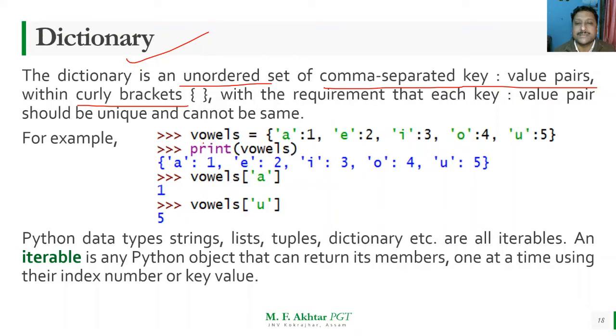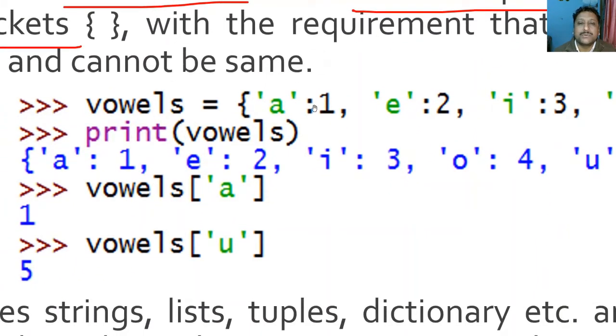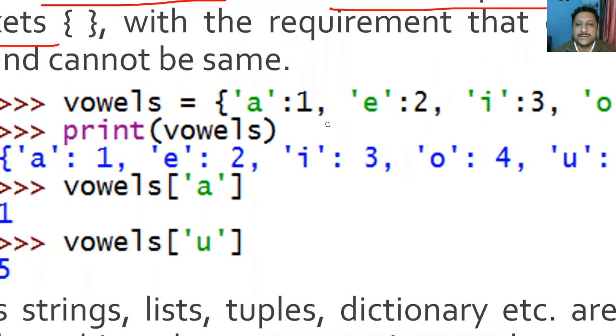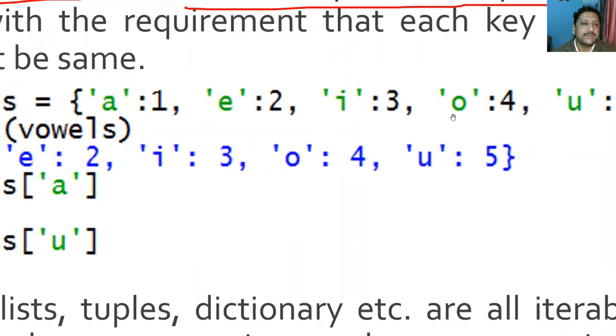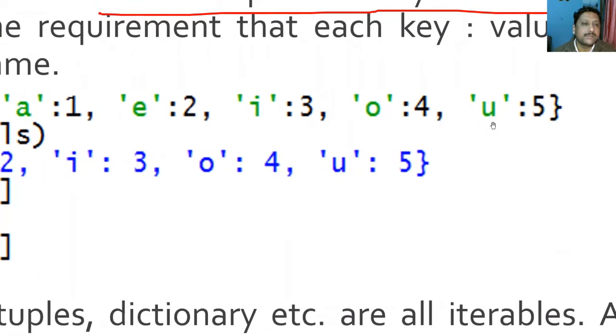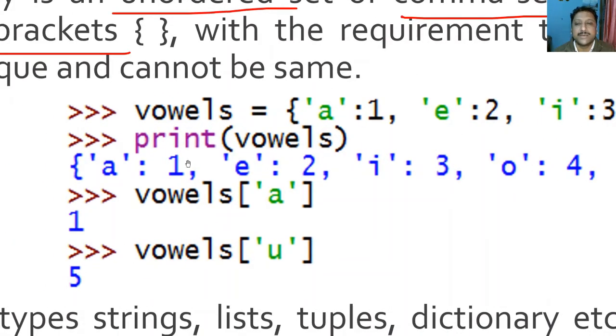For example, you can see vowels we have created here as a dictionary, and we have put values in pairs here. Each pair must be separated by a colon, and each pair must be separated by a comma also. See here, A1 we have given, E2, I3, O4, U5, and this dictionary vowels is displayed. And if we want to print it, it will display the same.